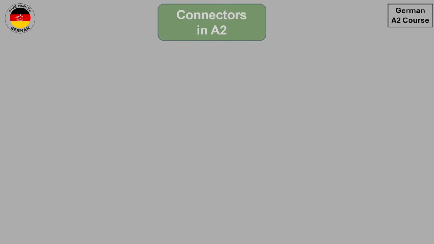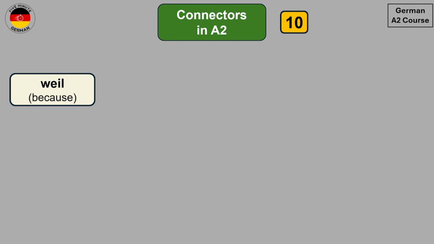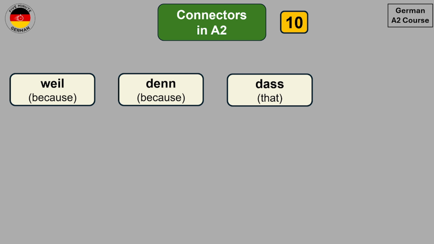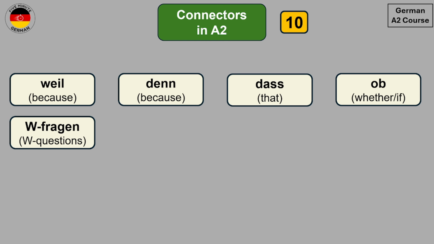In A2, we have a total of 10 connectors. These are weil, which means because, denn, which also means because, dass, which means that, ob, which means whether or if, W-Fragen, which are the W questions, can also be used as connectors, and we will see how we can do that later. Then we have als, which means when.